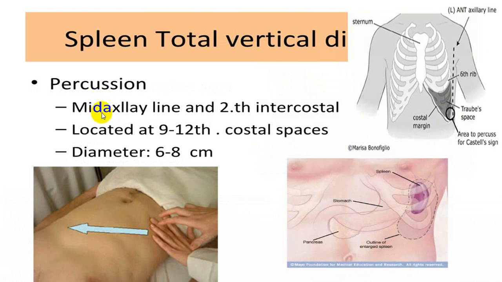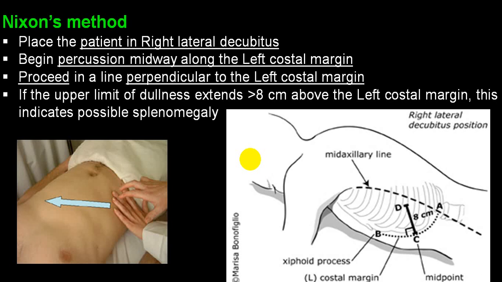It is said that in the mid axillary line you percuss from the second intercostal space downward to identify the spleen dullness, and in the 9th to 12th intercostal space you will be able to get that dullness. The size is very small, and again it is very difficult to percuss, sorry, not palpate, percuss.